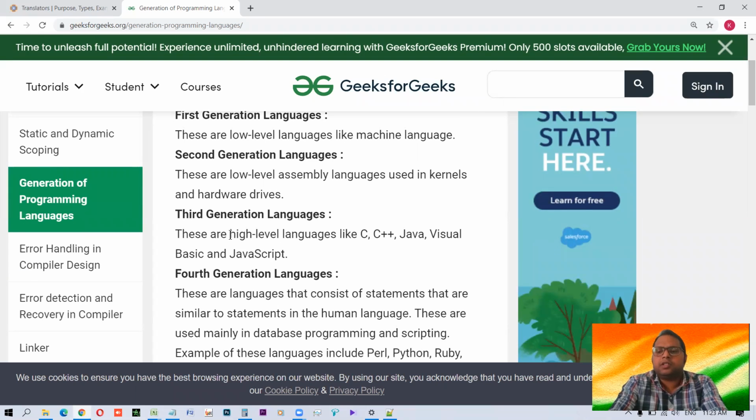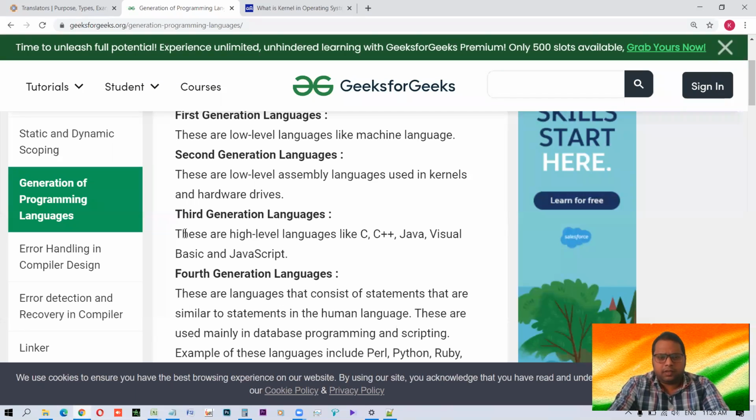Then came the third generation language. Assembly language was good, but it was also not that good. I mean, it was also not that easy. Further, in due course of time, computers became better and better and were getting developed. So we needed a strong and powerful language to instruct the computer. So new languages were introduced, which were much more similar to natural language.